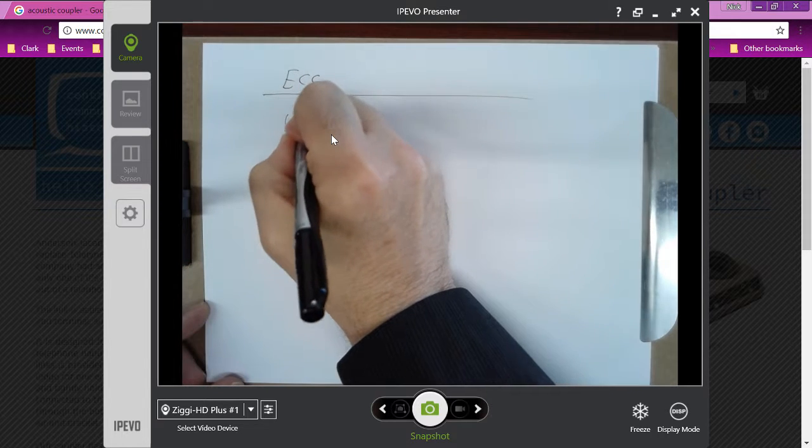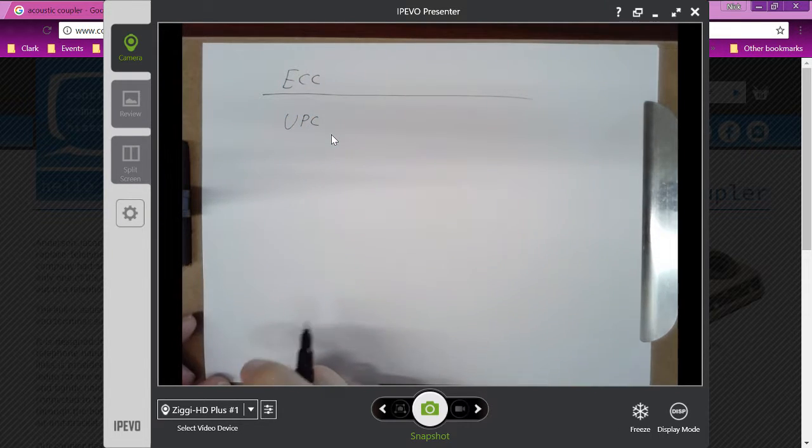One is universal pricing codes. So, shockingly, I may not have anything on my person with a UPC code. Who's got something with a UPC code on it?